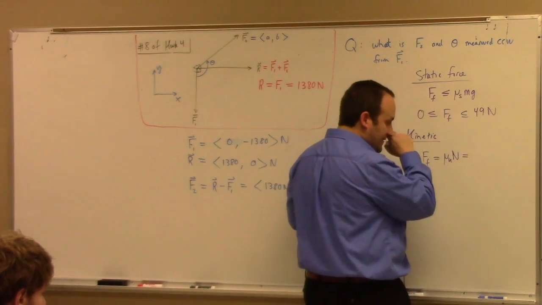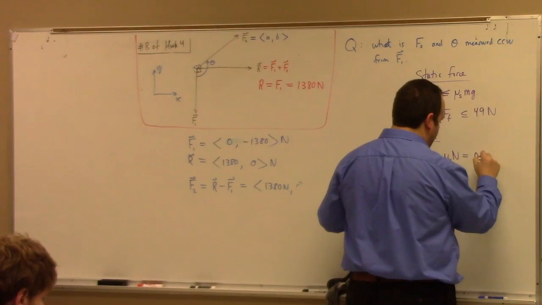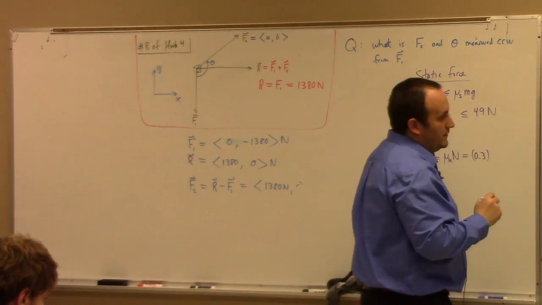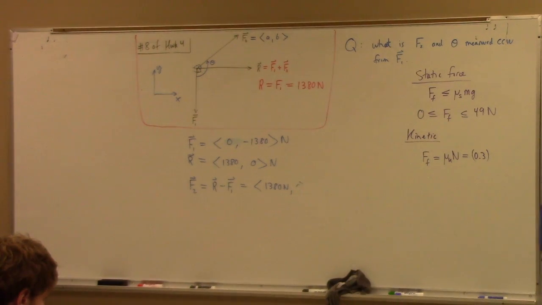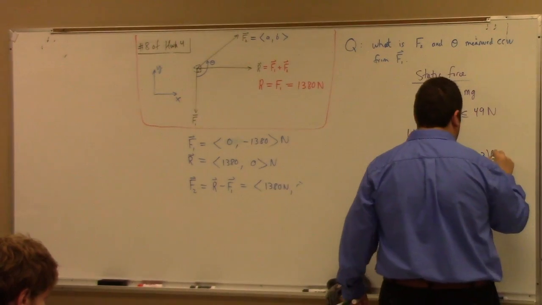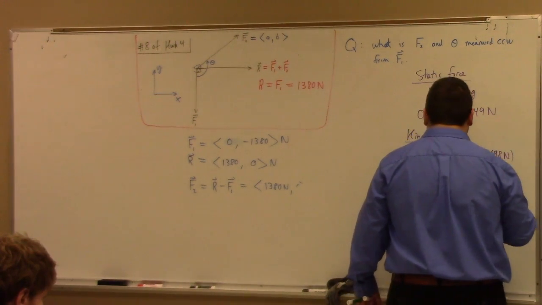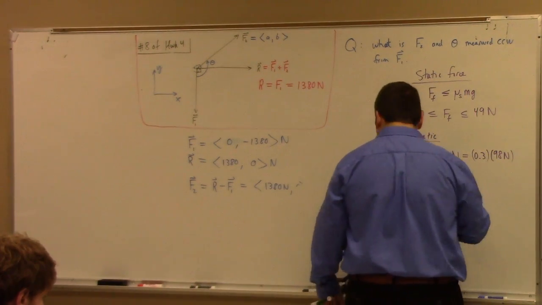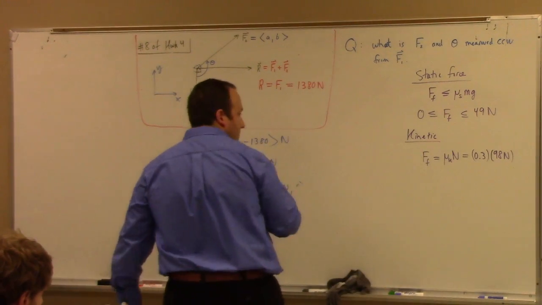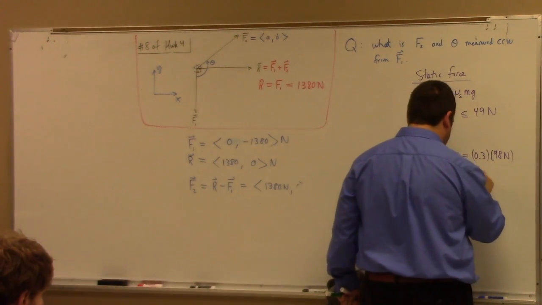The normal force is just mg, right? So this is 0.3 times the normal force, which was 98 newtons in this case. So that would give us what? 29.4. Okay.